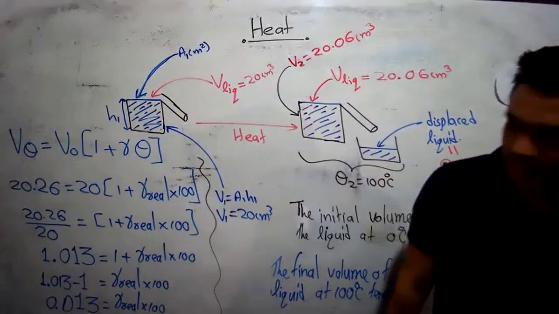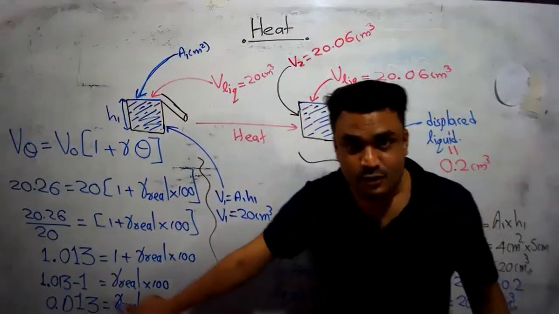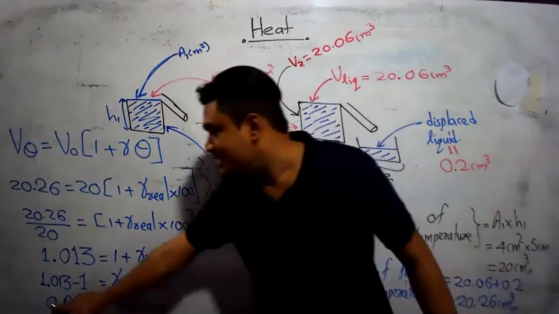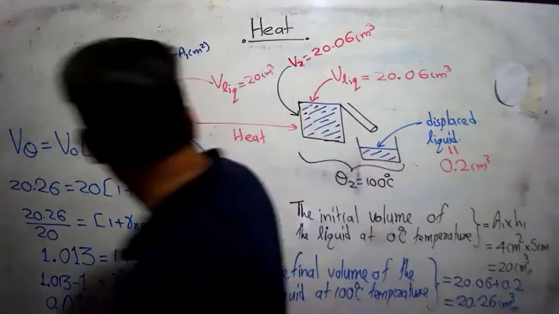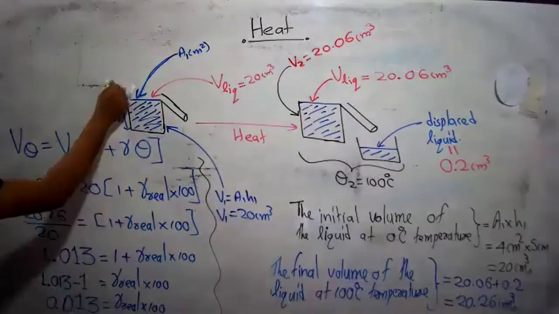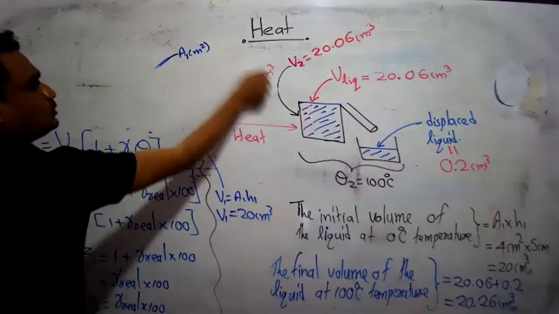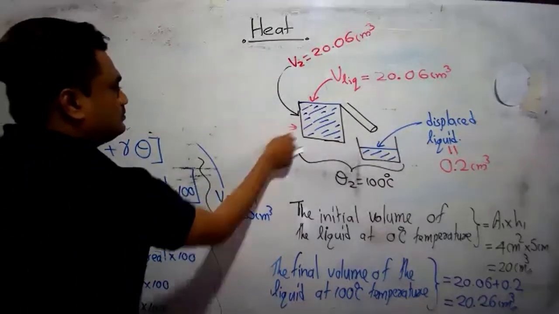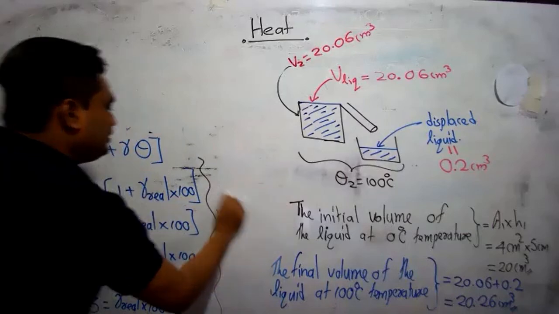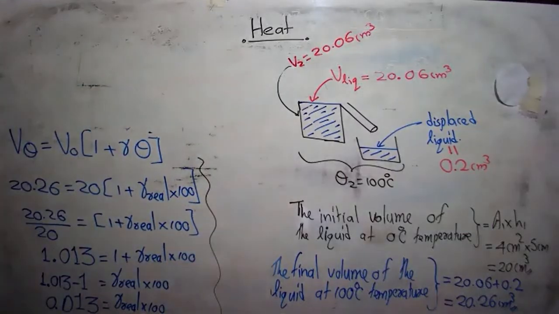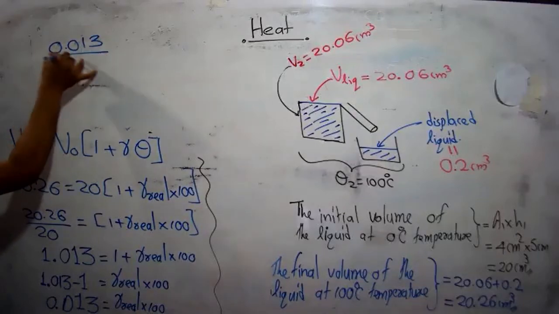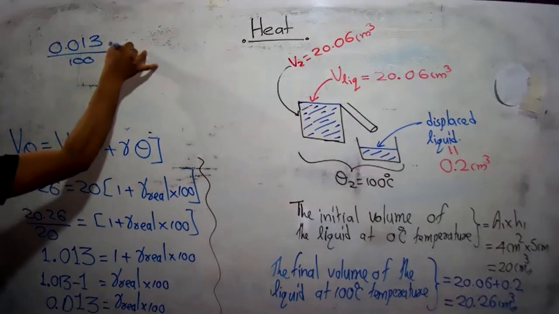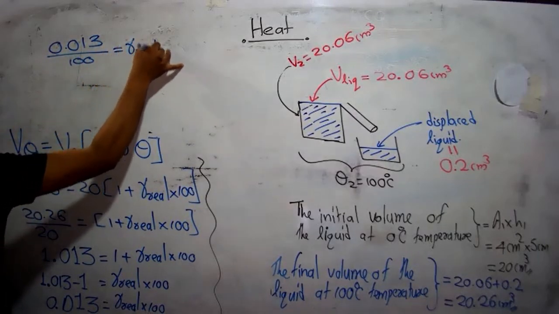Now I'll take this 100 to the other side. So I should divide this 0.013 by 100. Let me erase this part now. Finally, 0.013 should be divided by 100. Then we will get gamma real.